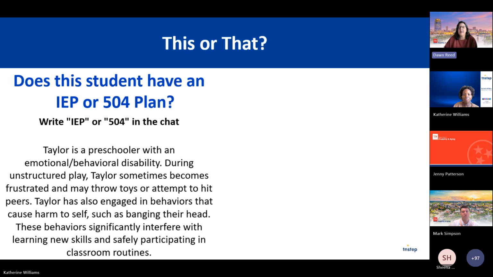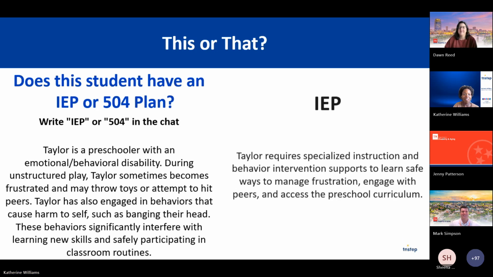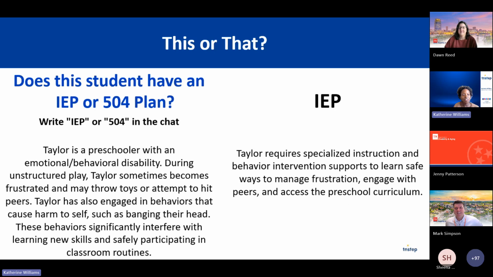Most are saying IEP, but there's a couple of people that have guessed 504. Someone said get consent for FBA. Yes, that would definitely be great for Taylor. So if you guessed IEP, you were correct.